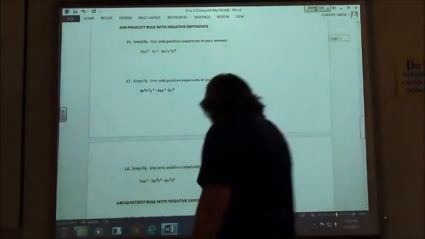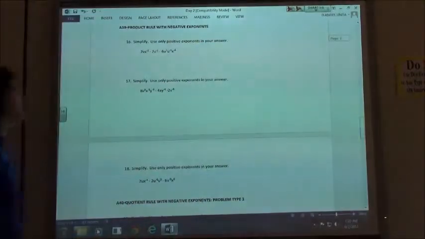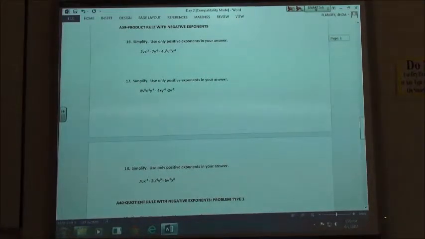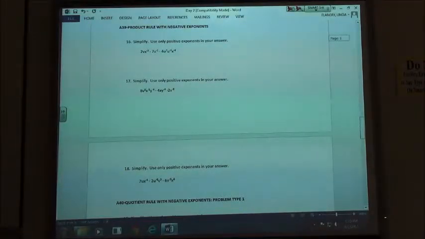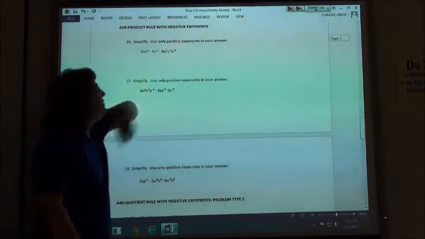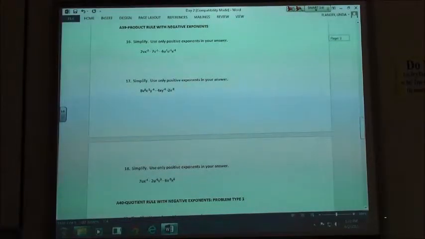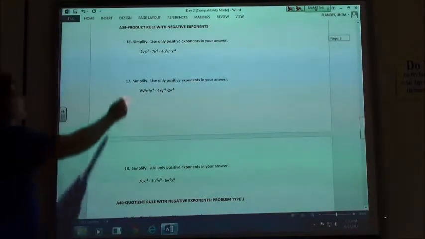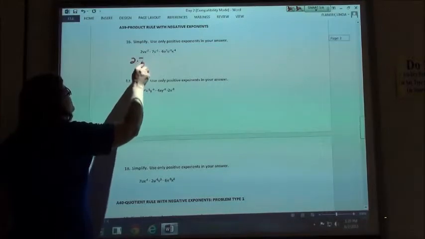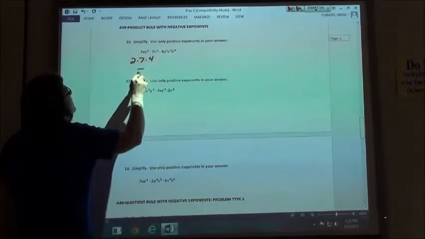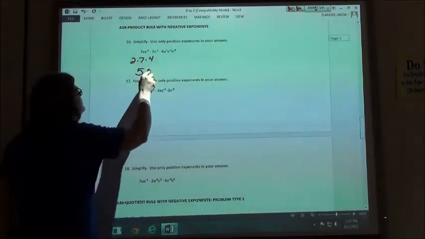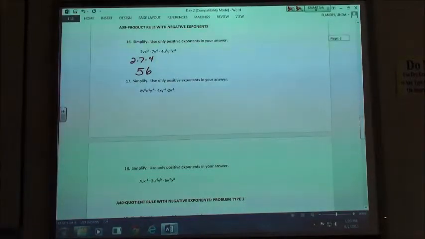Product rule with negative exponents pretty much looks like the product rule with positive exponents. My rules are the same. I'm going to multiply all the coefficients together, add the exponents, and then write using only positive exponents in my answer, so I'd probably get rid of those last. Multiplying this out, 2 times 7 times 4 must be like 56.